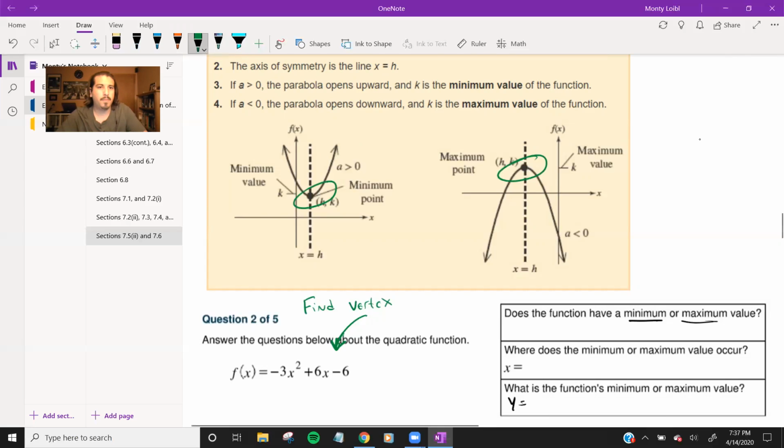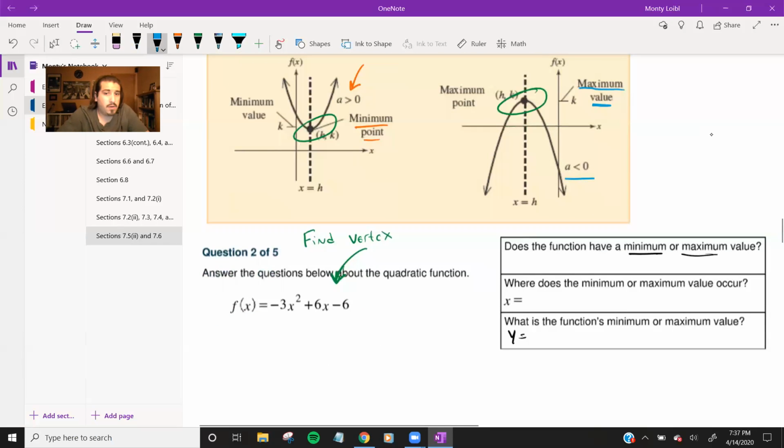Let's use a different color. Whenever a is bigger than 0, it's a minimum value. It's a maximum value if a is less than 0, right? Because that means it's opening down. That means it's the top of the hill and not the bottom of a valley. Okay, so to help us out here, let's scroll down just a little bit.